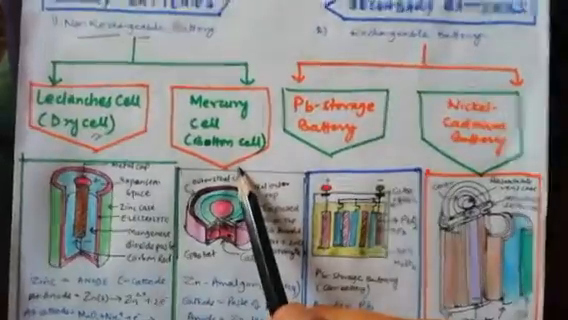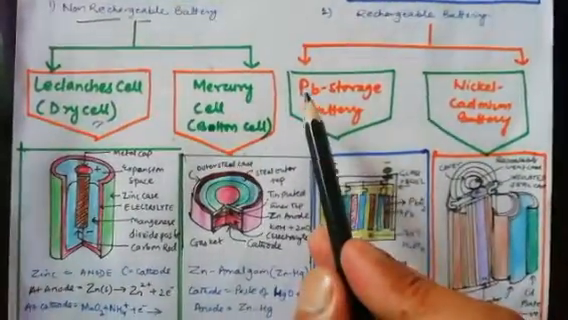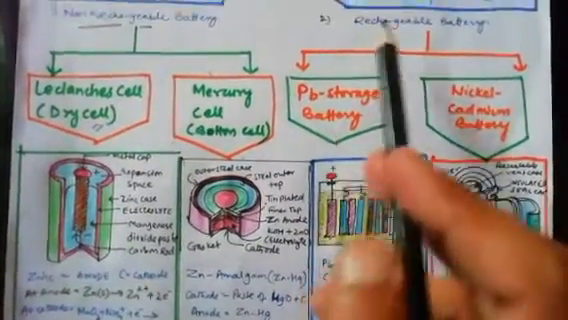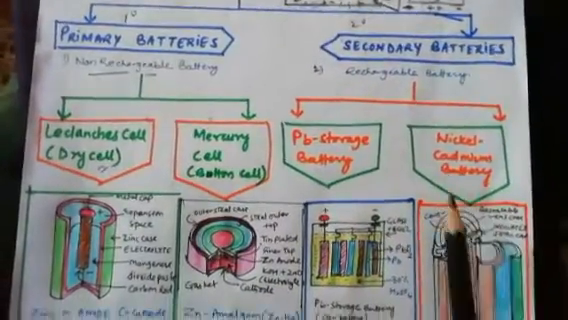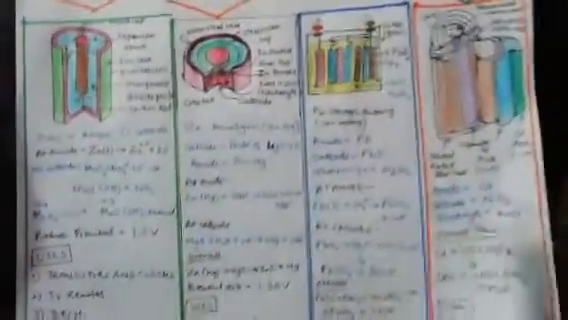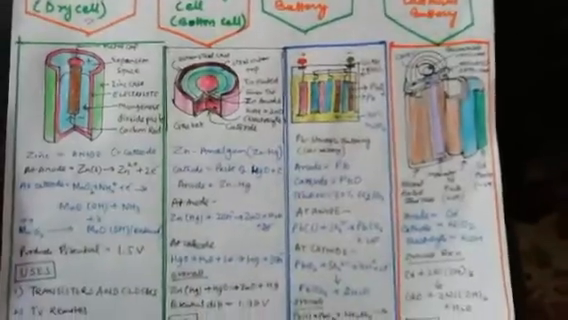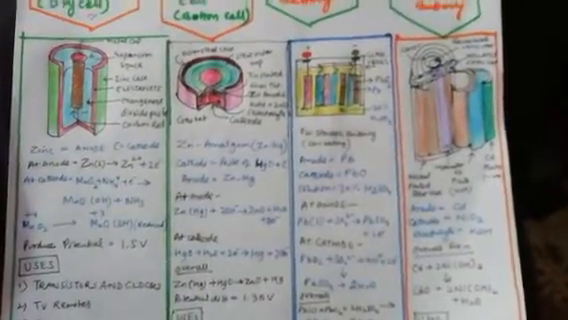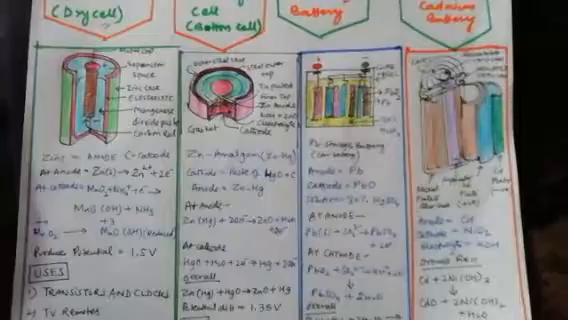Mercury cell, the button cell, which is used in wristwatches. Lead storage battery, that is a secondary battery, and nickel cadmium battery is also a secondary type. So these four basic batteries we will study. One more type of battery is the fuel cell, which is used in rockets and aeroplanes. That we will study tomorrow.